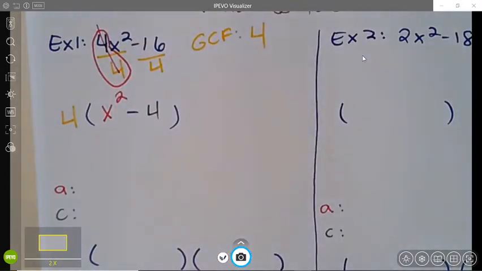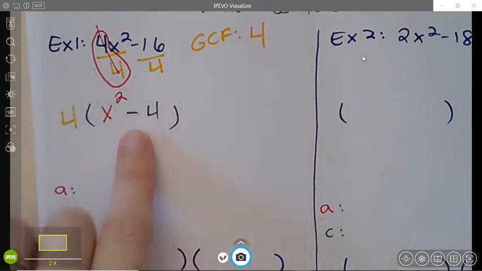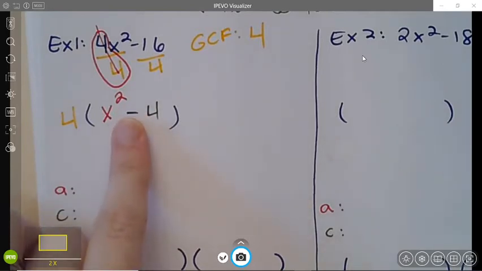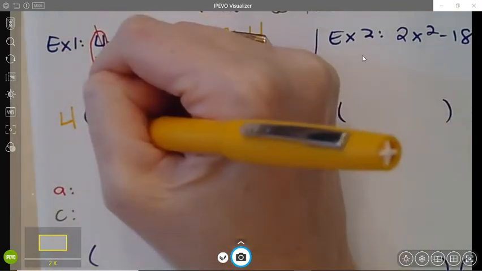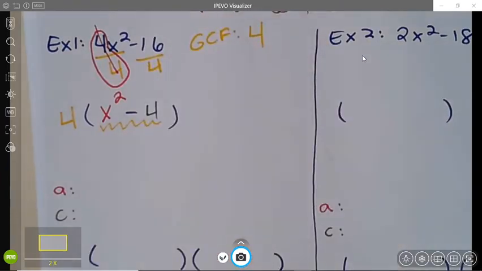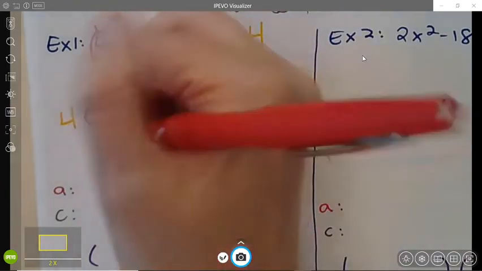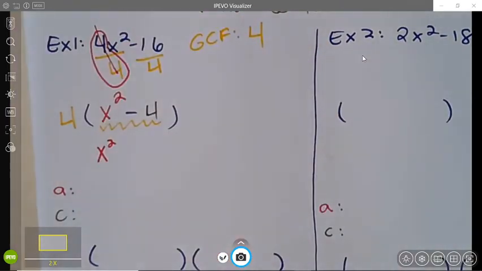Okay, so normally when we were solving before, after we factored out the GCF, we were done. We were like, yeah, we're done. But from now on, you have to look inside of your parenthesis after you factor out the GCF to see if you can keep factoring. So after you factor out the GCF, you must ask yourself, can I keep factoring? And we always hope we can because we love to factor. So I'm going to look in here now at the x squared minus 4. So I'm going to write x squared minus 4.